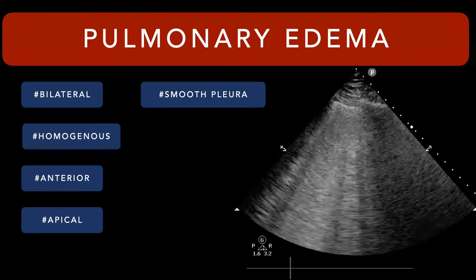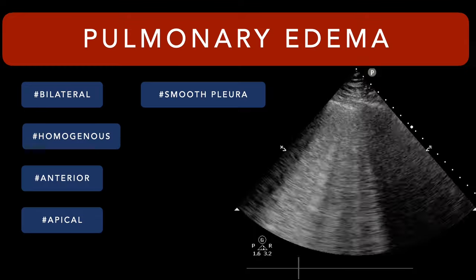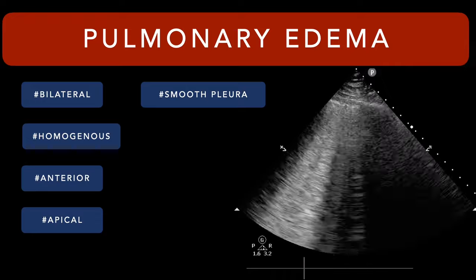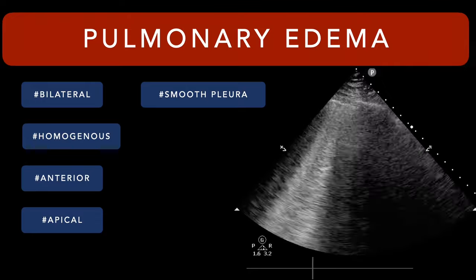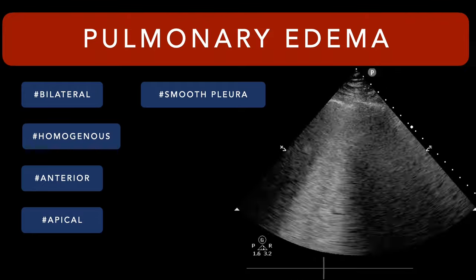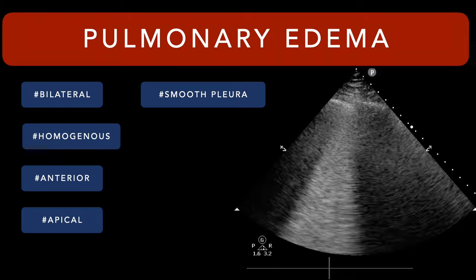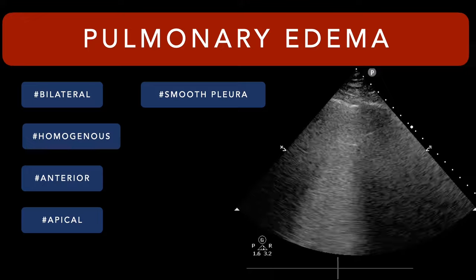Additionally, you'll often have a smooth pleural line because it really doesn't disrupt the pleura. You're just putting fluid in the interstitial space between the alveoli and thickening that area. So these are the characteristics of pulmonary edema. And again, the story has to be consistent: a dialysis patient who missed their dialysis, or a heart failure patient who's not taking their medicines. You're going to get pictures that look like this, with these characteristics, in that clinical story.